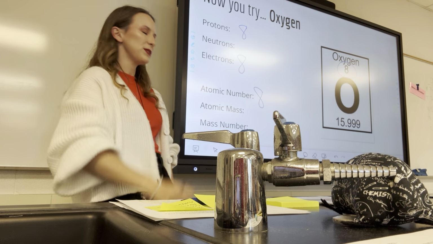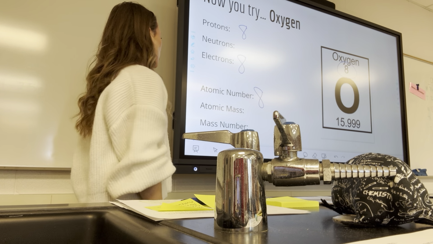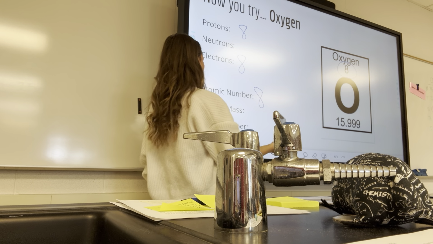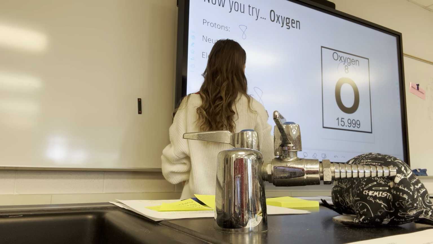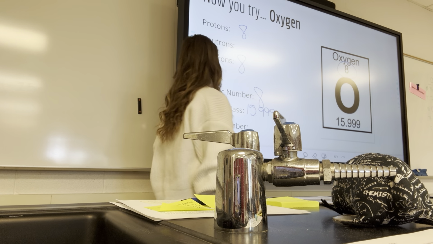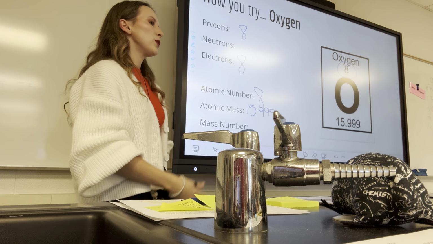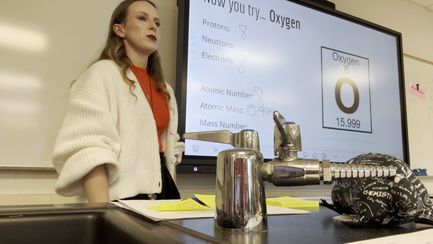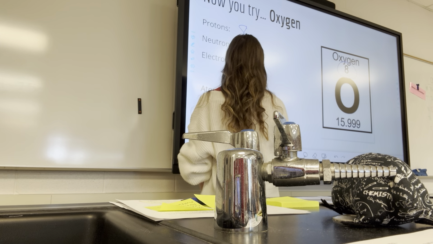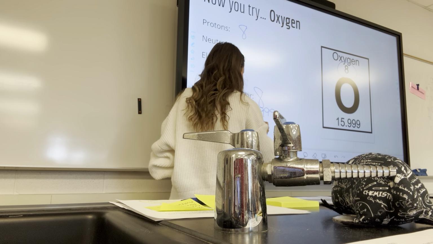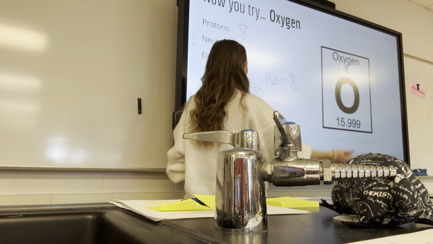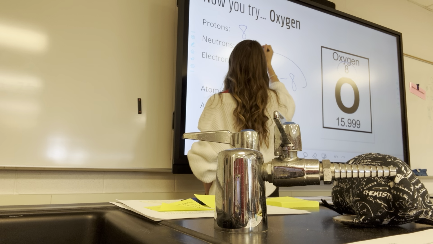All right, so we now need to calculate our neutrons. We know that our atomic mass is 15.999. What do we think that our mass number is? 16. Why? Round it up, so we have 16. So what do we need to do to get our neutrons? 16 minus 8, which is 8.